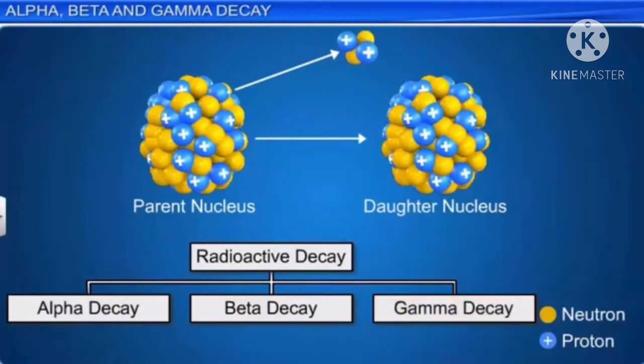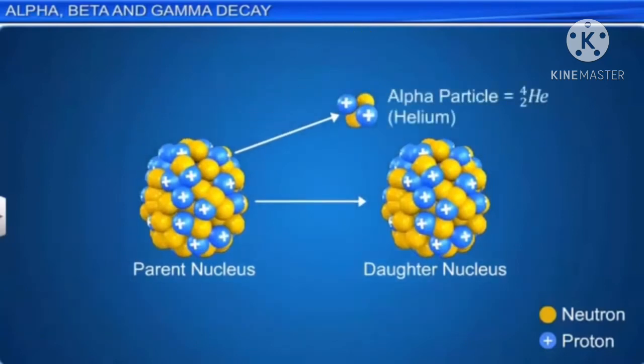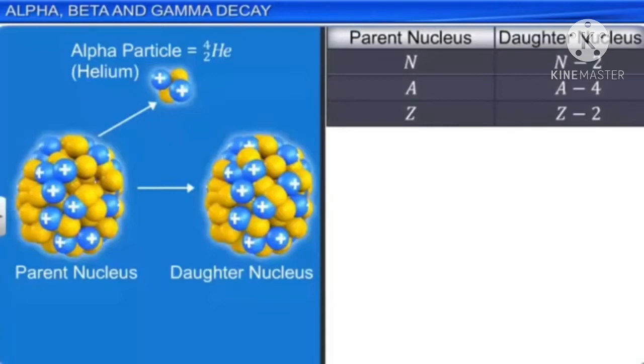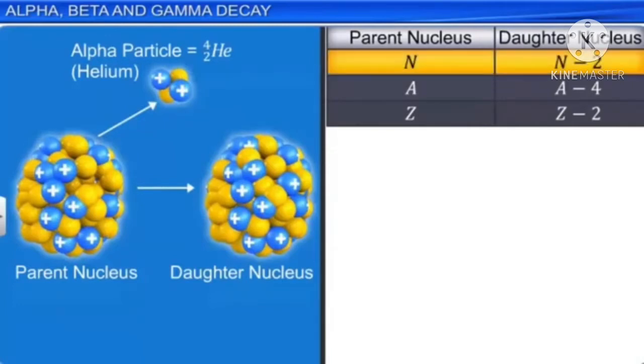Let us first study alpha decay. An alpha particle is a helium nucleus containing 2 protons and 2 neutrons. That is, its mass number is 4 and atomic number is 2. Since an alpha particle is a helium nucleus, when an unstable nucleus emits an alpha particle, its neutron number as well as proton number reduce by 2.